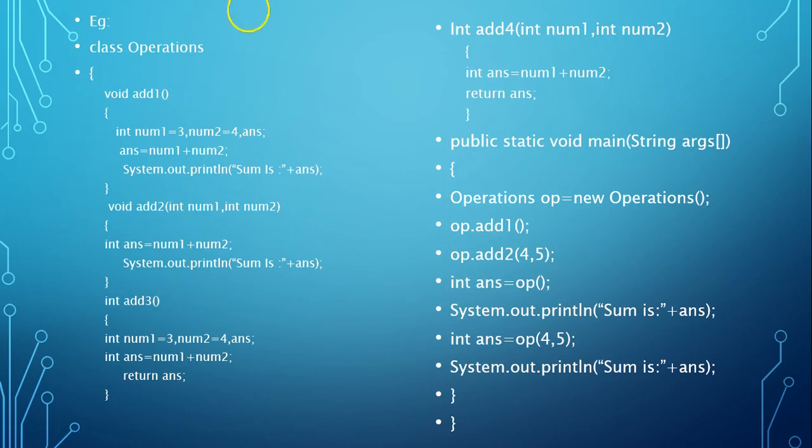Now let us have a look at this example in which I have created a class wherein all the 4 different types of functions are illustrated, and I am calling all those 4 functions through void main. So I have a class by the name of operations in which I have 4 functions by the name of add1, add2, add3 and add4.